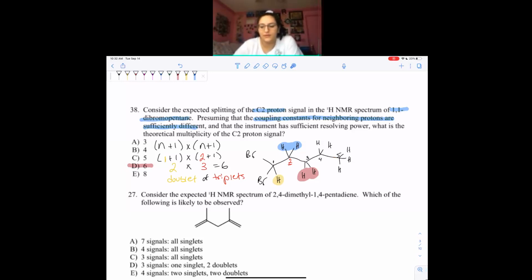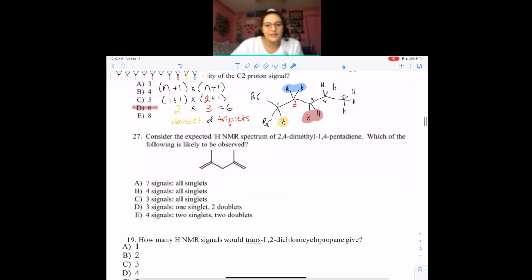Okay, so for this next one, the first thing we look at is symmetry. So we're going to cut this in half. And the next thing I would see is the double bond, right? So when do we have to care about a double bond?